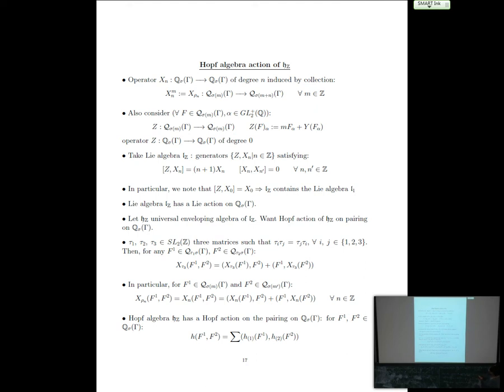Then you can actually sit down and calculate this, that x tau 3 of f1 f2 is x tau 3 this, x tau 3 that. And so in particular for xn, if you put tau equals rho n, then you have this. And finally, if you take the Hz, which is the universal enveloping algebra of Lz, then it has a Hopf action of this. So thank you.